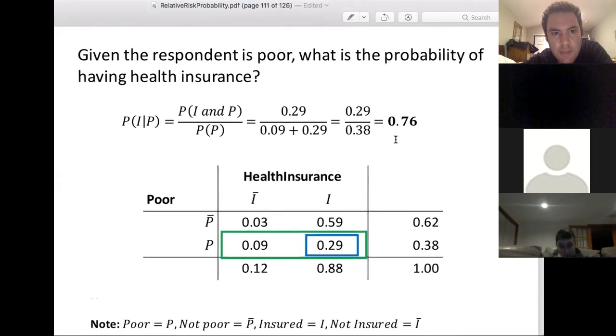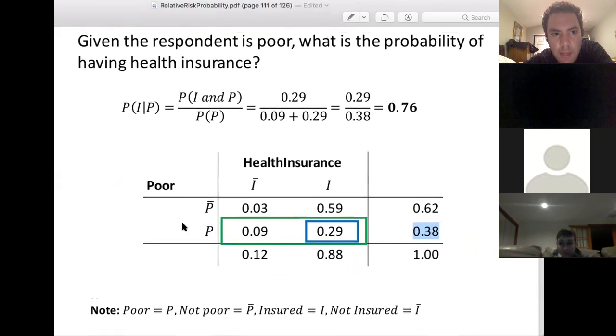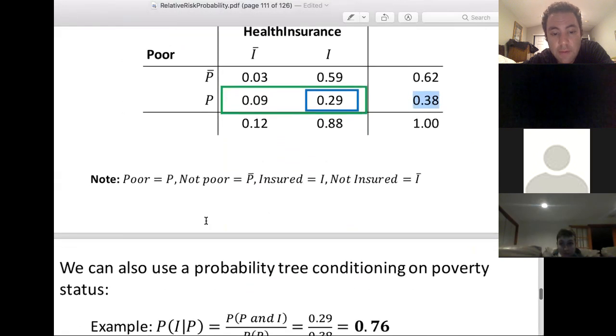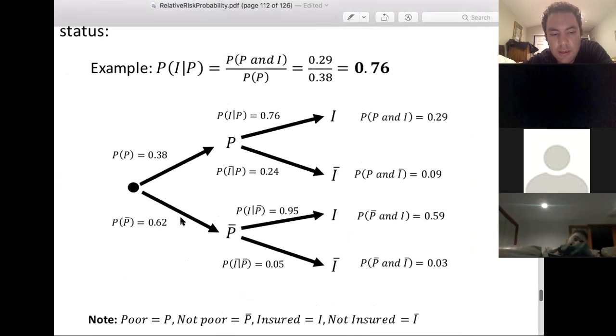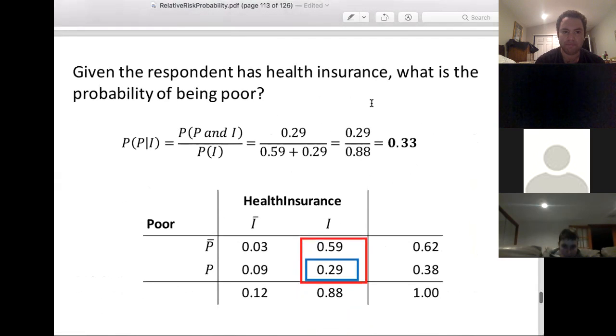So given the respondent is poor, we're looking at these poor people. What is the probability of them having health insurance? So that is 76%. So given that they're poor, 76% of poor people have health insurance. So that actually sounds pretty good, right? And we can do it the same way using a probability table. Now we can also look at it with a probability tree, and we can get the same answer by multiplying across the probability tree and arriving at our answer.